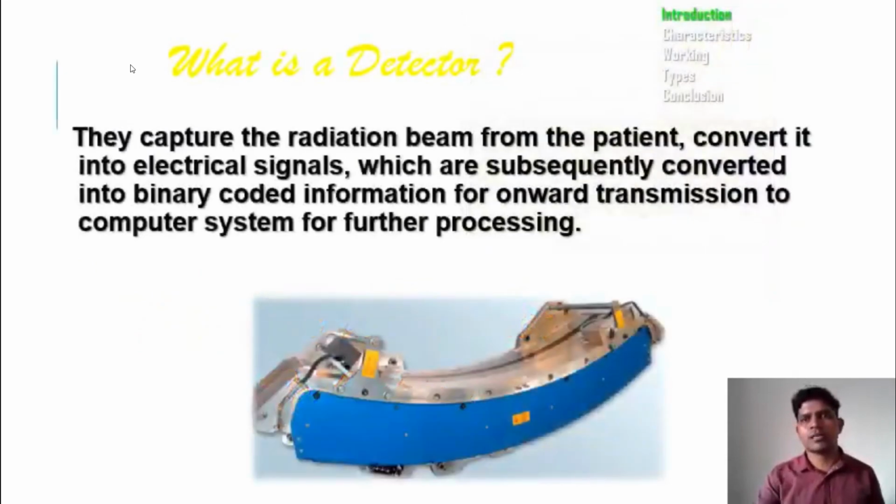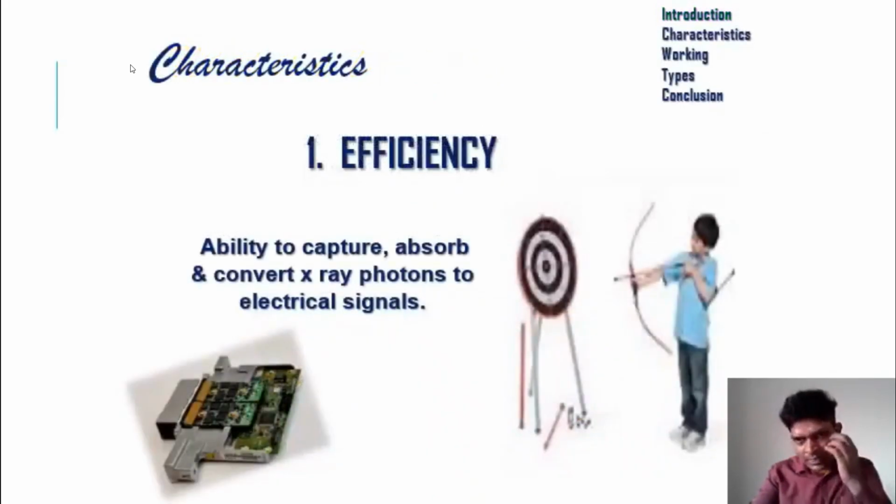What is a detector? It captures the radiation beam from the patient and converts it into an electrical signal, which is subsequently converted into binary code information for onward transmission to the computer system for further processing. You will get the image. So what are the characteristics of the detectors?